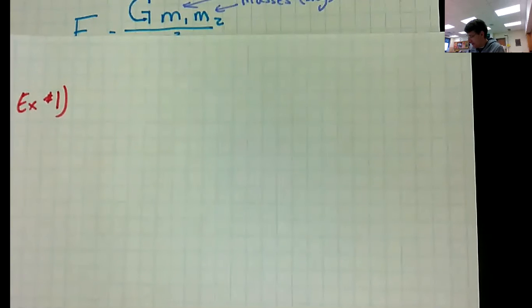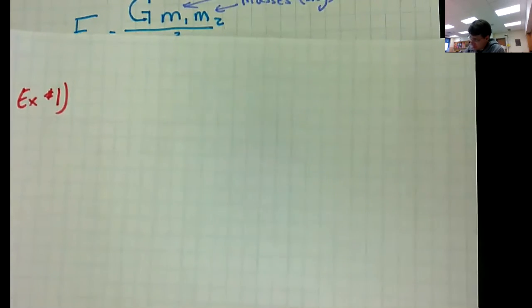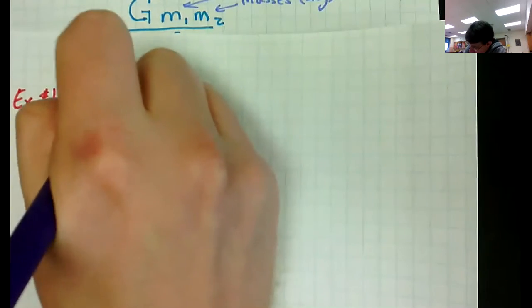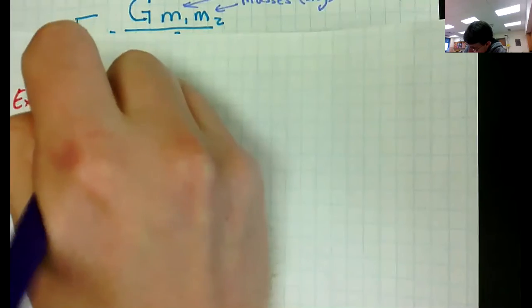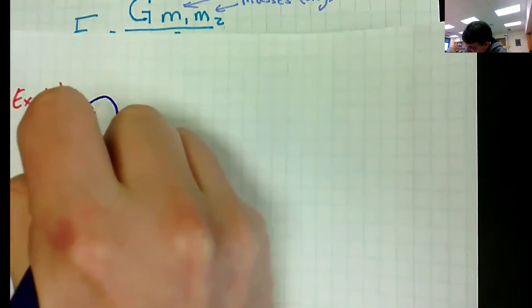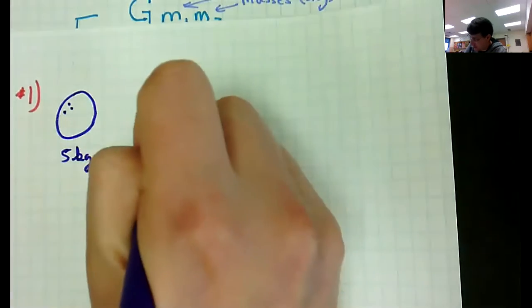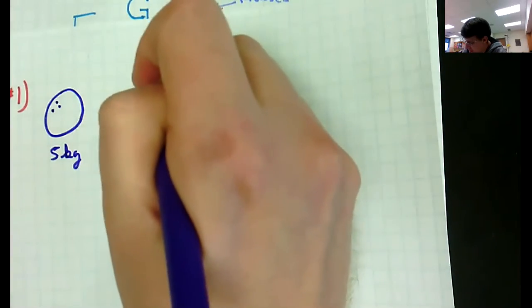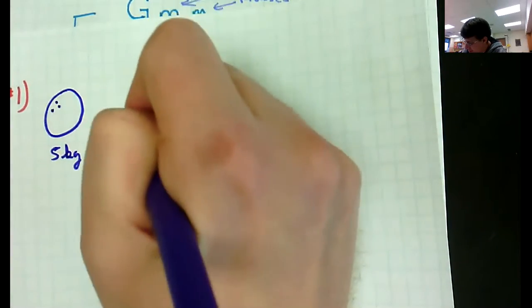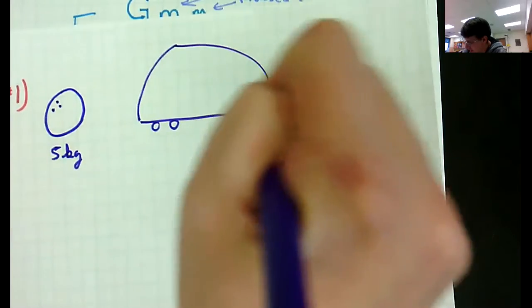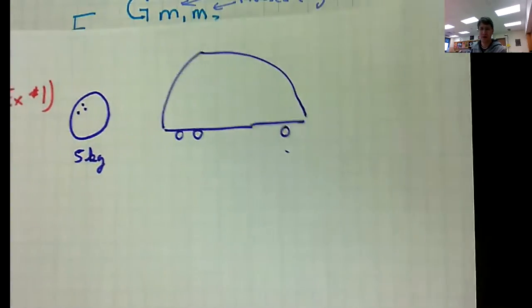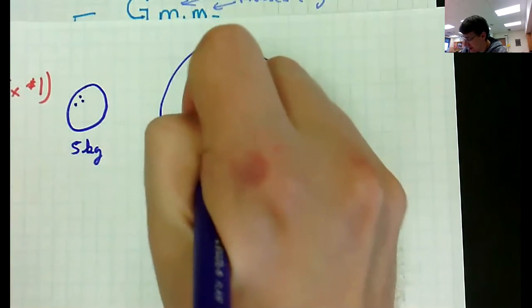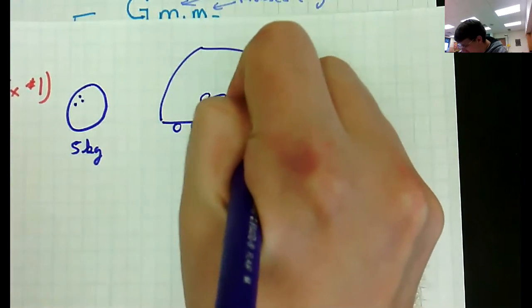So here's the problem. Imagine that you've got a bowling ball, and we're going to say this bowling ball is 5 kilograms. Then let's say that we have a car. I should draw the car as being bigger than the bowling ball, I suppose. That's my weird car. Okay, whatever. This car we're going to say is 950 kilograms.